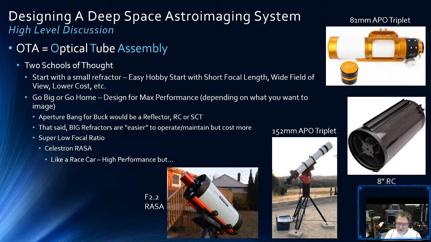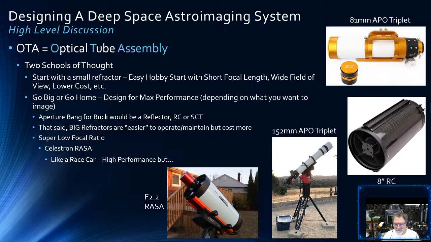So there's kind of two schools of thought. One school of thought is, hey, this hobby is hard enough. Let's not start with a super long focal length that's going to be fiddly. Let's start with a small, inexpensive refractor and have a wider field, or even, like Bruce was saying, a camera lens. Get you started in the hobby and see if you enjoy it or not before you go bigger. So that's one school of thought, and that's the advice that I got when I started, which I didn't take, and I jumped right into RCs. But to each his own.